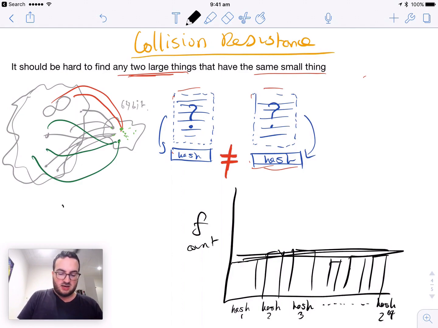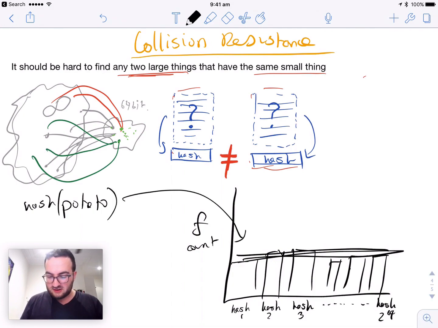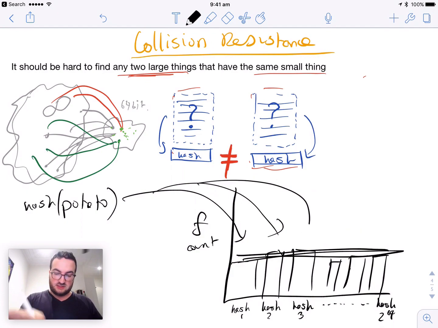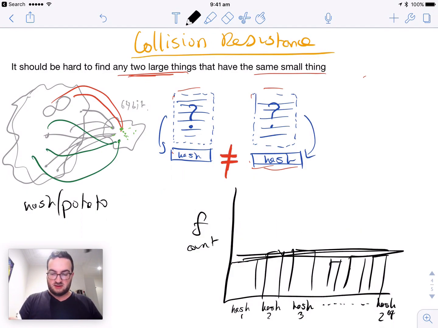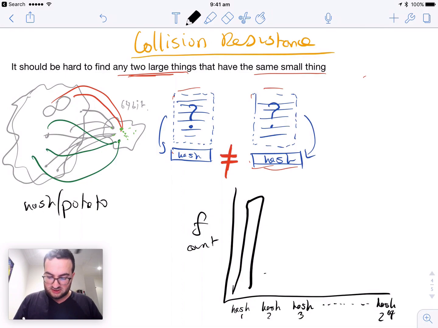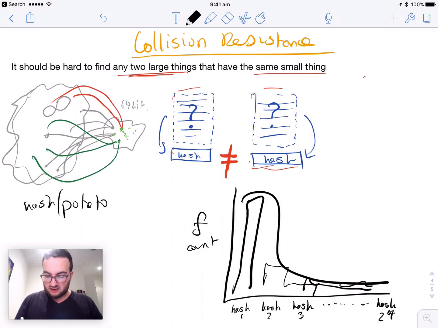So anything I hash, like hash potato, has an equal chance of landing here, an equal chance of landing here, equal chance of being this hash and equal chance of being this hash. That's a really good hash. The bad ones, let me just draw one here, where the frequency distribution might be really out of whack. There might be a bias towards this particular hash, and barely any hash here. If you draw that curve, most of the hash is going to be 1. So you're going to have a lot of collisions that occur on hash 1.